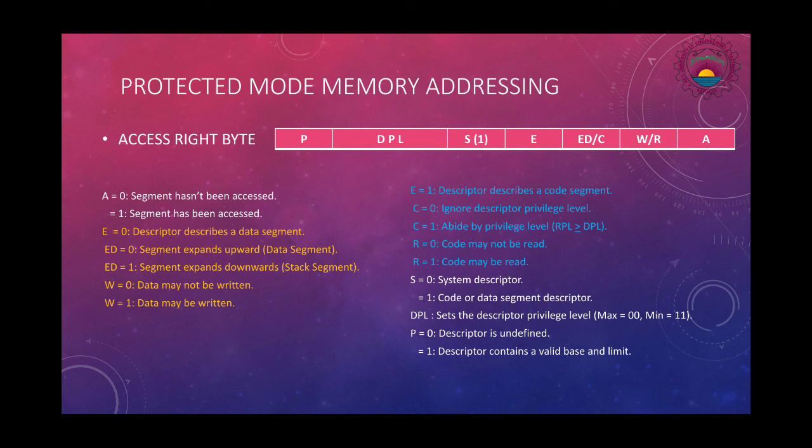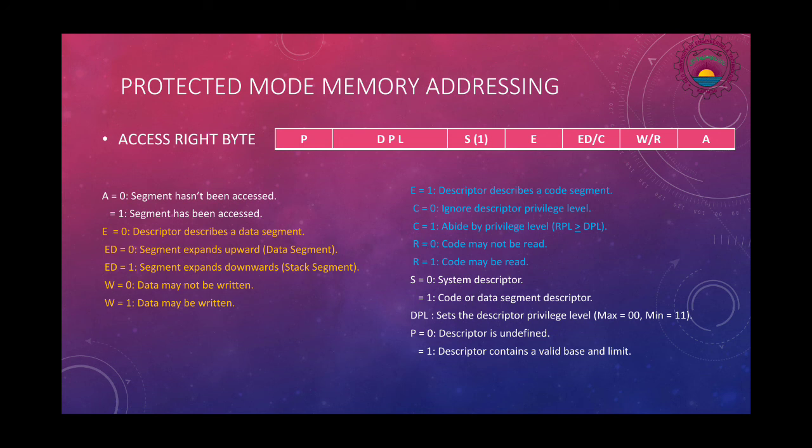Now we are going to discuss the access byte found within the descriptor in protected mode memory addressing. The access byte controls access to the protected mode segment. This byte describes how the segment functions in the system. This is an 8-bit pattern. It starts with the MSB. So the P bit is there in the MSB.